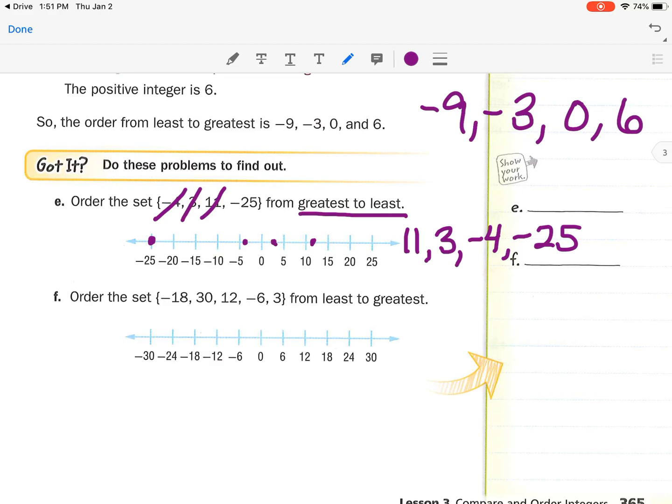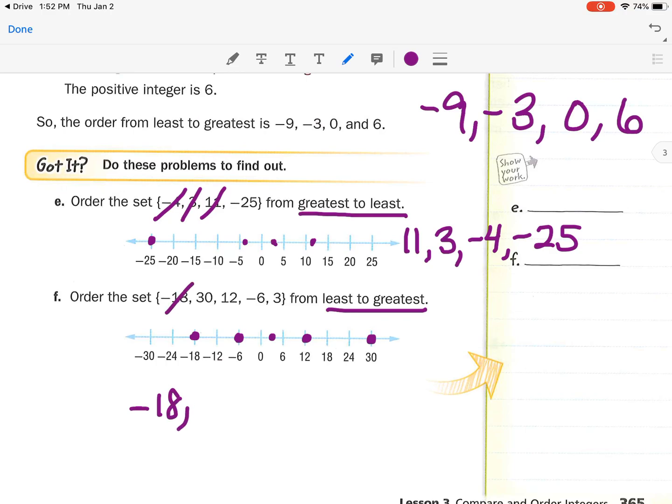Now let's take a look at this next one. It says order the set from least to greatest. So now we're flipping it from least to greatest. So taking a look at -18, we're going to mark 30, and then we're going to mark 12, and then -6, and then 3. So now we're going from least to greatest. So we're just going to go in order.